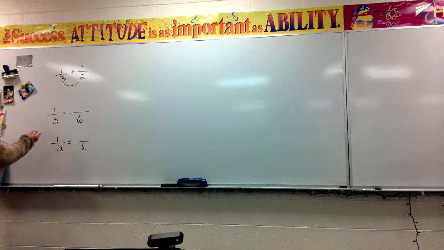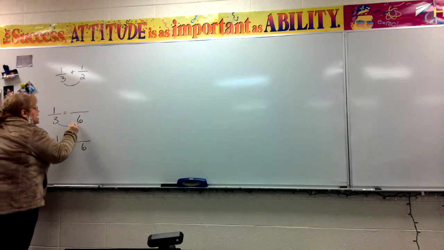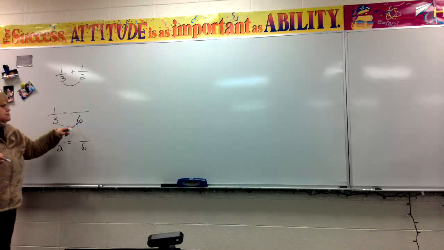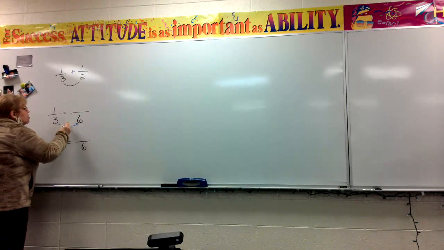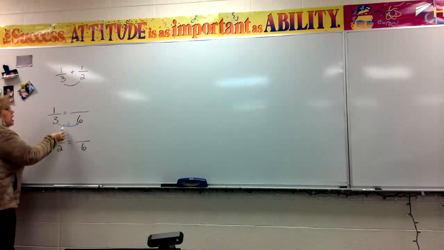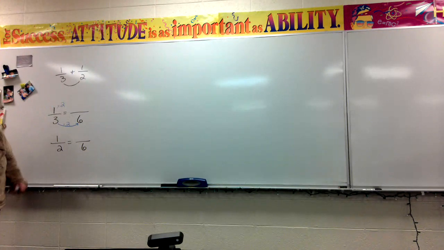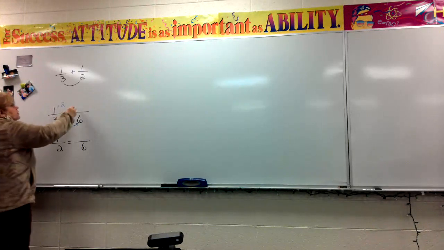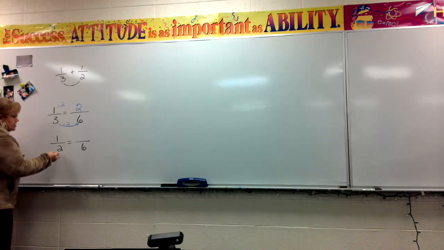So what you're going to ask yourself is, what did I multiply 3 by to get a 6? 3 times what is 6? 2. 3 times 2 is 6. So we have to multiply the bottom by 2. And you know what that means? If you're going to multiply the bottom by 2, then you also have to multiply the top by 2. What is 1 times 2? 2, right?